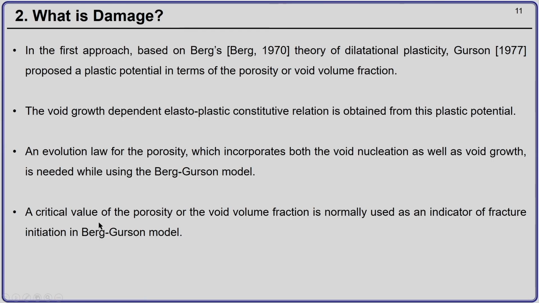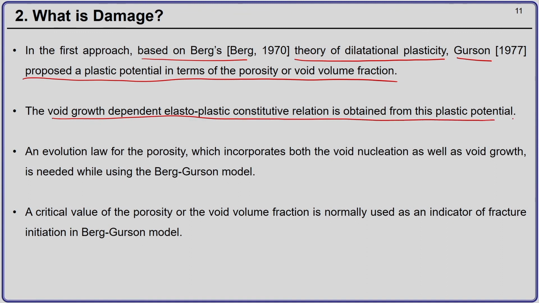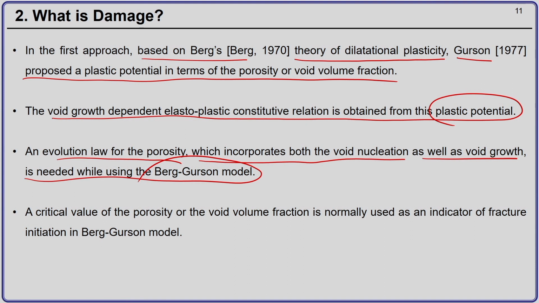So, in the first approach, which is based on Berg's theory of dilatational plasticity, Gurson proposed a plastic potential in terms of porosity or void volume fraction, and the void growth dependent elastoplastic constitutive relation is obtained from this particular plastic potential. So, an evolution law for the porosity which incorporates both void nucleation as well as void growth is needed when you are using the Berg and Gurson model, and the critical value of the porosity or the void volume fraction is normally used as an indicator for fracture initiation in the Berg and Gurson model.